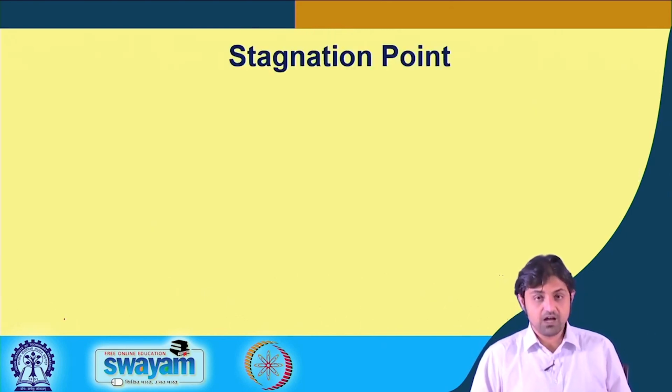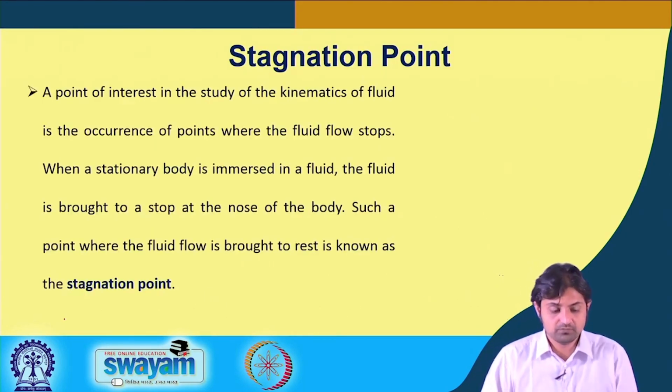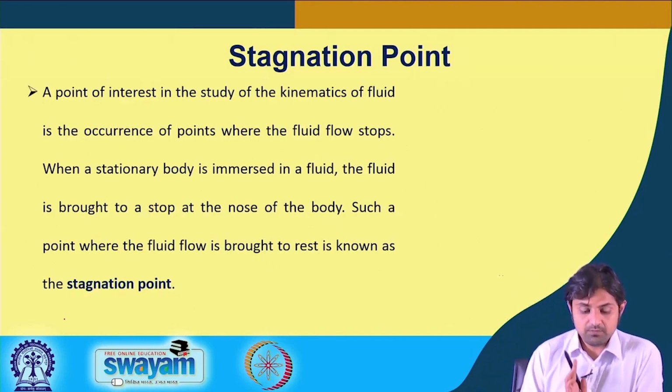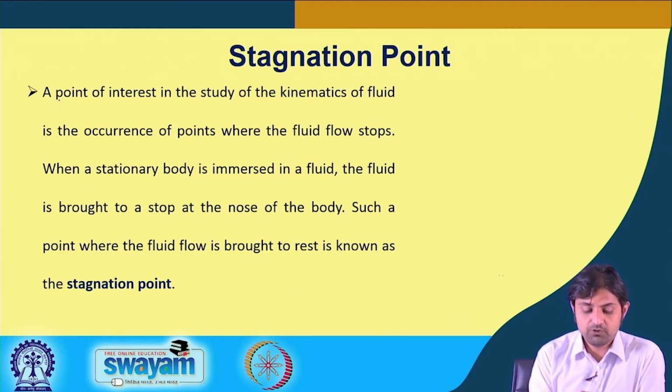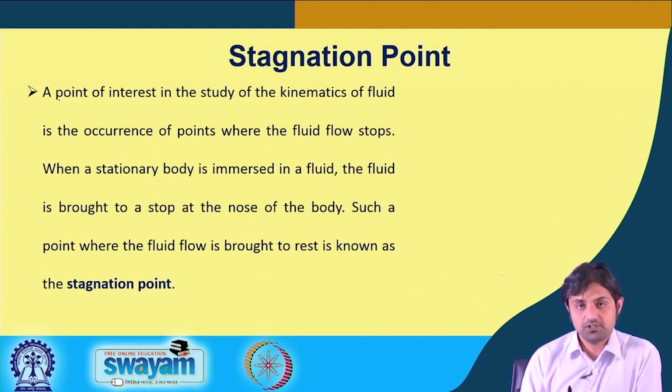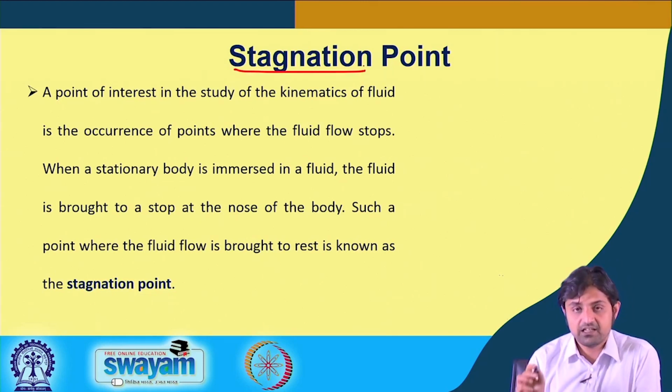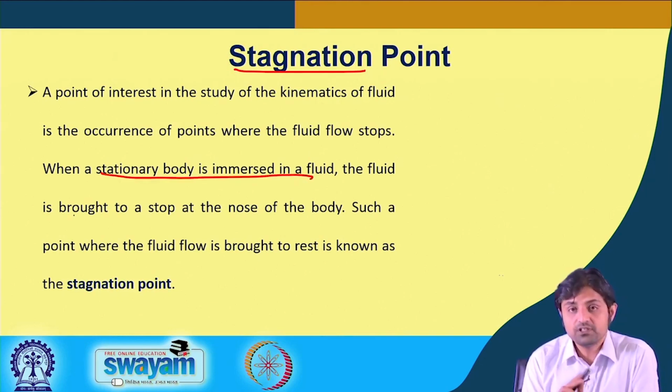All right, now there is something called a stagnation point. So this is a very interesting point. A point of interest in the study of kinematics of fluid is the occurrence of points where the fluid flow stops. As the name suggests, stagnation means something is stagnant or stopped. So those points are of very much importance. One of the stagnation points could also be on a plate, for example, because there also the fluid flow stops, right? So when a stationary body is immersed in a fluid, the fluid is brought to a stop at the nose of the body.